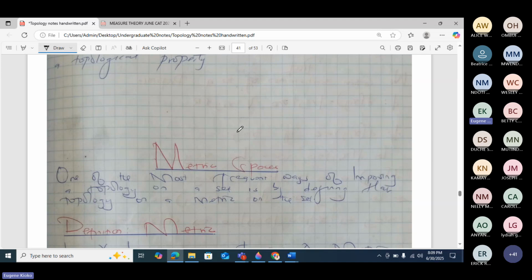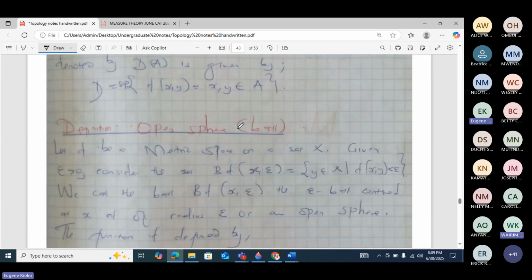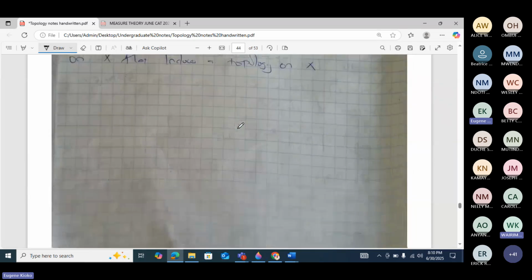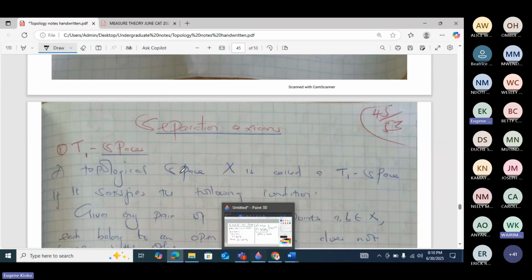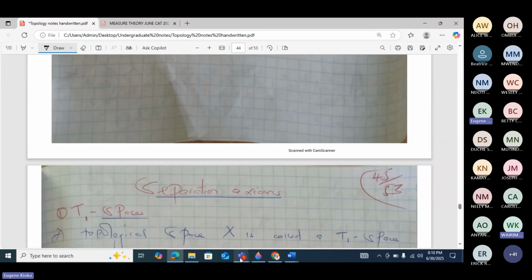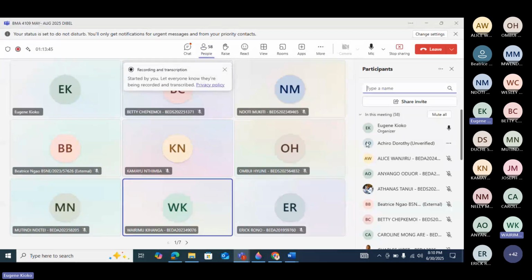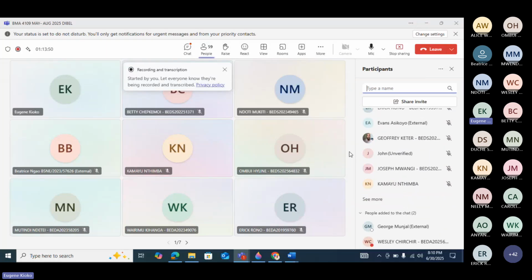Therefore, metric spaces, this one is covered in a unit called real analysis, so we will not cover it. I'm saying don't read about metric spaces.